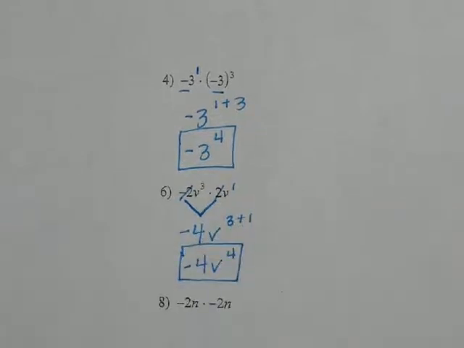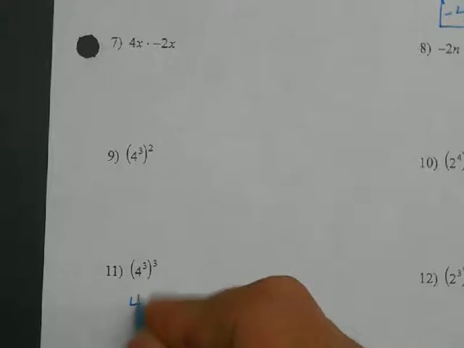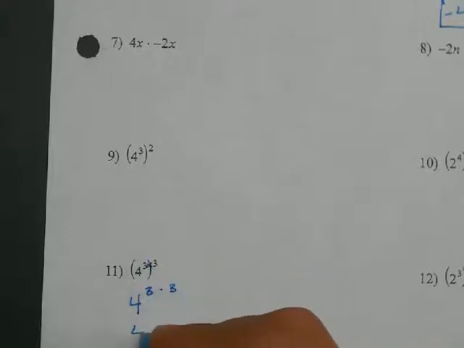Okay. Now looking elsewhere, let's look at number 11. Number 11, this is what we call a power of a power. So when we have a power of a power, we're just going to multiply the exponents. So 3 times 3 would be 4 to the 9th power, and that's in simplest form.